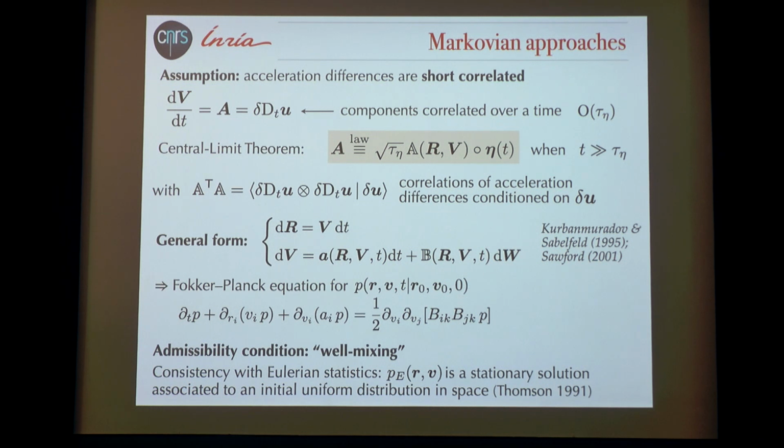So this is going more and more like engineering modeling. The way people do this is they put in the so-called well-mixing condition, which is the following. If this is supposed to describe your flow, you can take solutions to these Fokker-Planck equations which assume that the initial distribution is uniform. As it's uniform and incompressible, things stay uniform. And now if you look at velocity statistics with this distribution which is uniform in space, you should recover the usual velocity statistics of your turbulent flow. So this is the way people give constraints on these models.